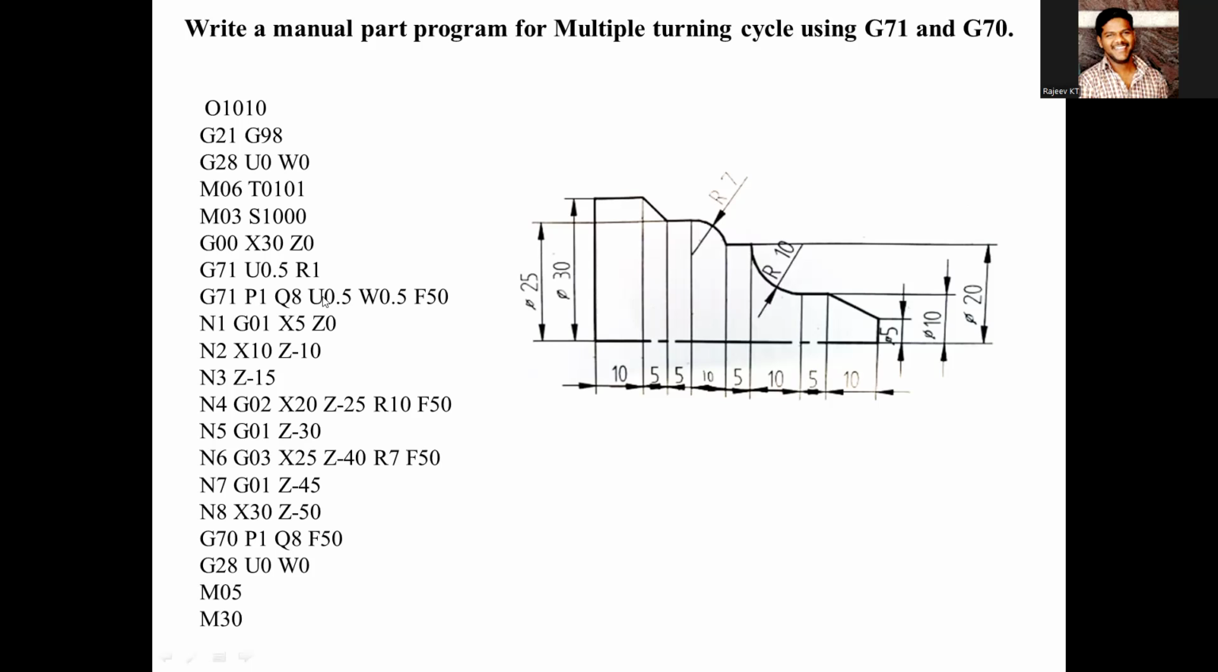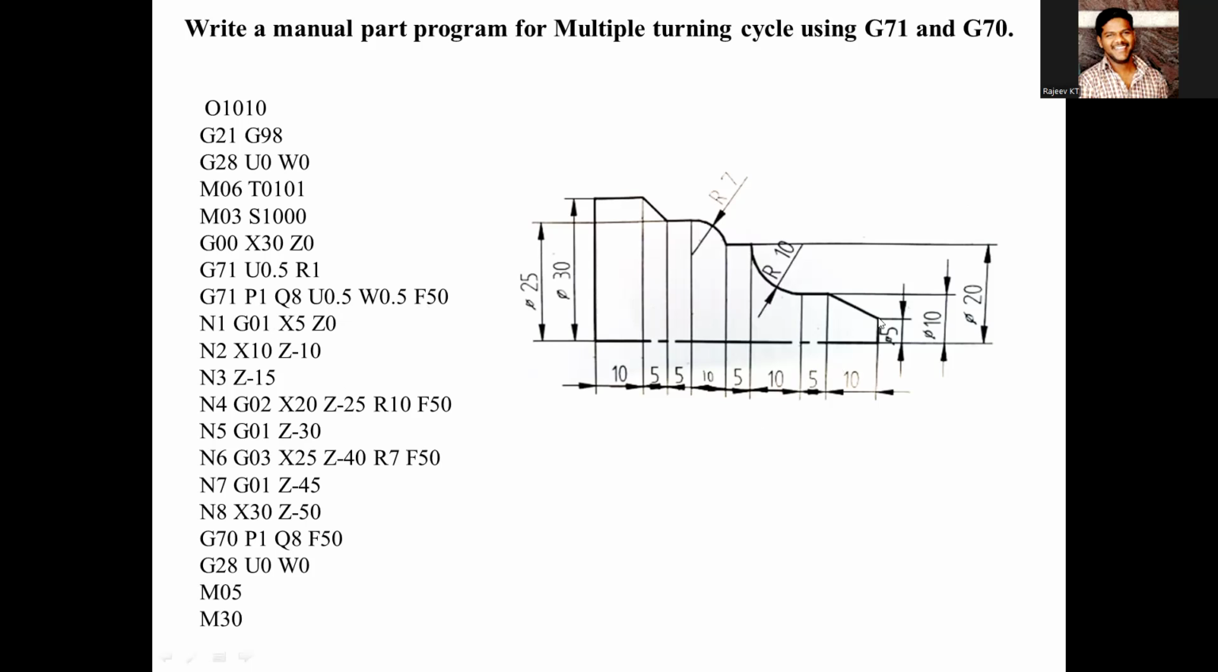Then the two allowances: the material left for the final cut in the X direction and Z direction. For finishing, we have kept 0.5 and 0.5 of material in the X and Z directions. You can vary this. Generally for finishing we keep a micron level of material, but here we have taken 0.5 and 0.5. Then the feed rate is 50. Next I will write the program in terms of point to point.